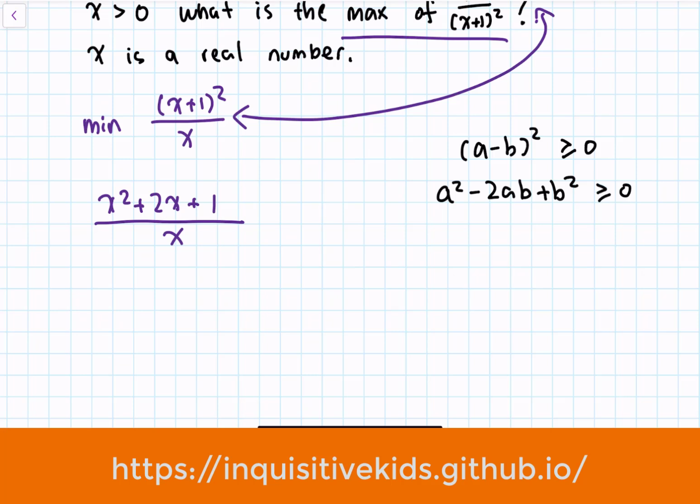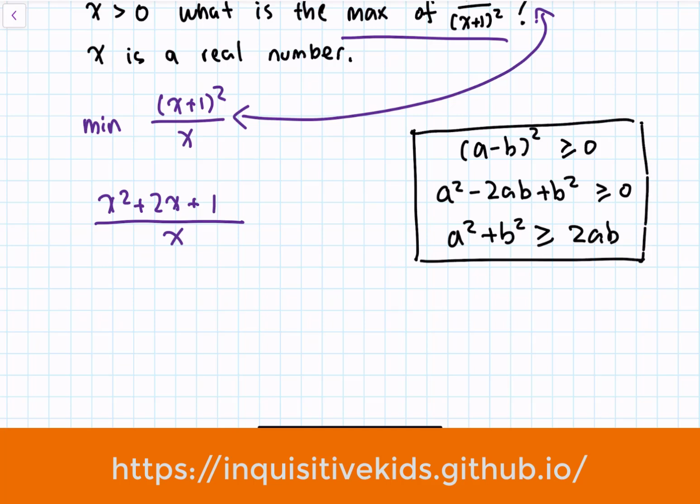And we can move this negative 2ab to the right to get a squared plus b squared is greater or equal to 2ab. This is very important information you need to know if we're going to be solving hard problems with quadratic functions. This final conclusion, a squared plus b squared is greater or equal to 2ab, is very important to remember. So then how can we apply this to our original problem?